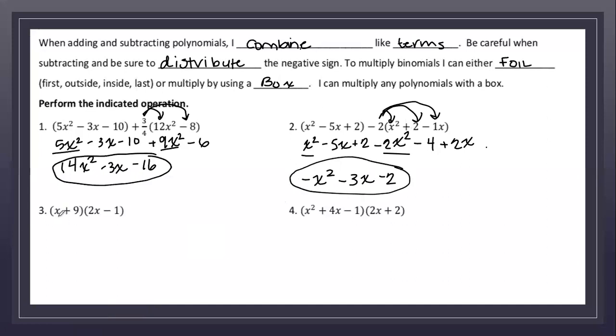Next one, I'm multiplying these two binomials. So I'm going to use my FOIL. So x times 2x is 2x squared. X times negative 1 is negative x. 9 times 2x is 18x. And 9 times negative 1 is negative 9. I'm going to combine like terms. This is 2x squared. Negative x plus 18x is positive 17x minus 9.